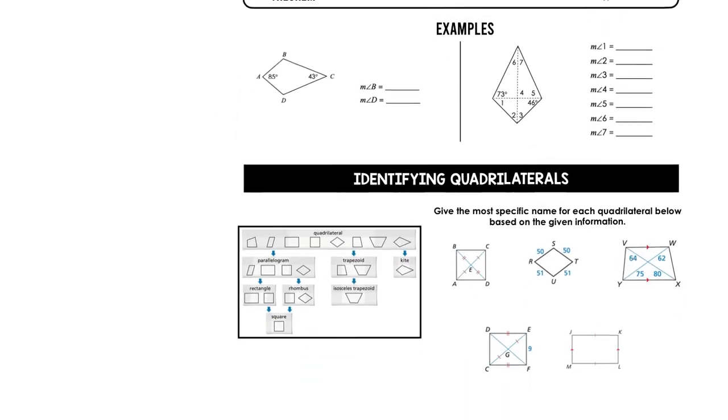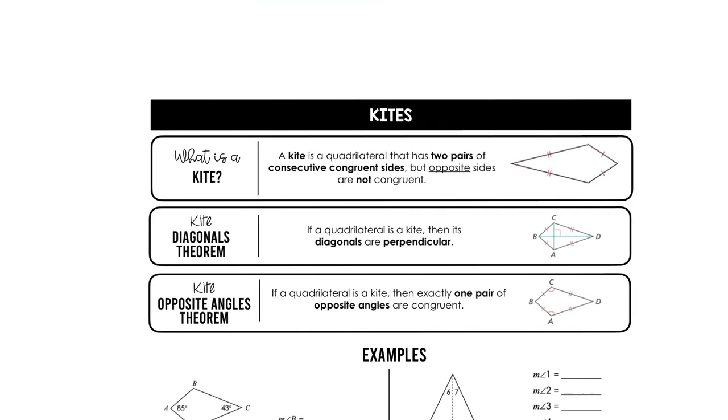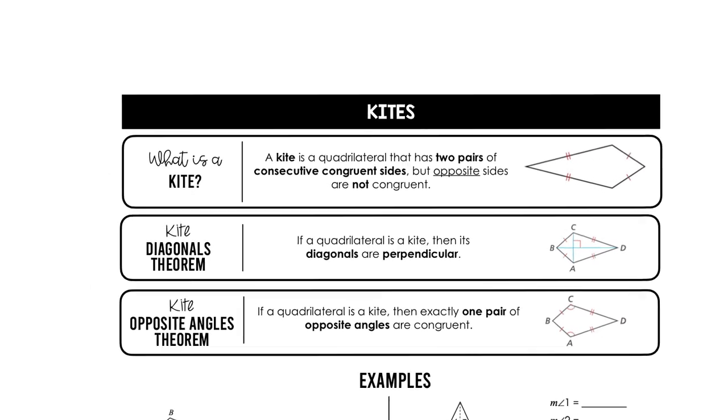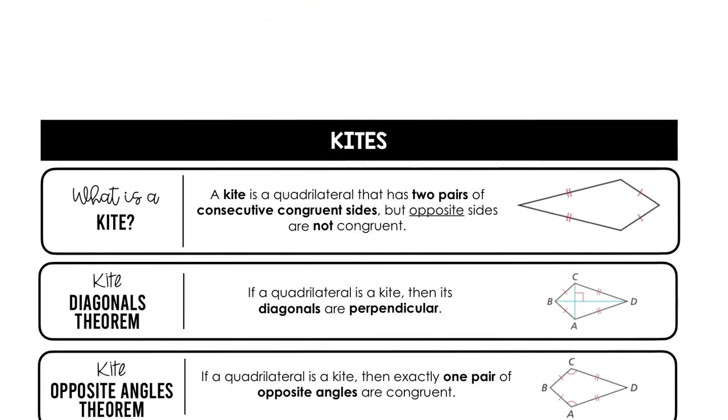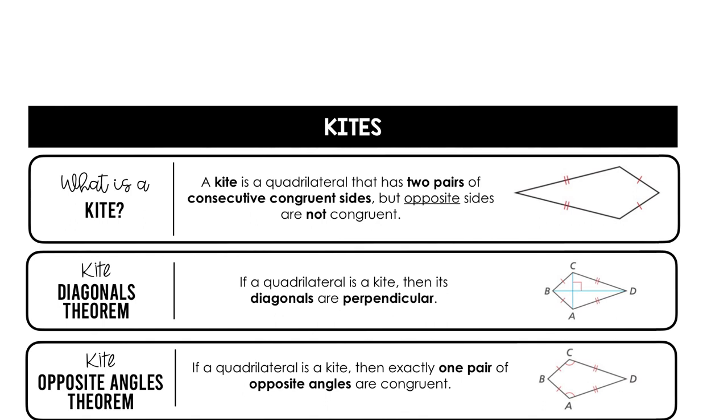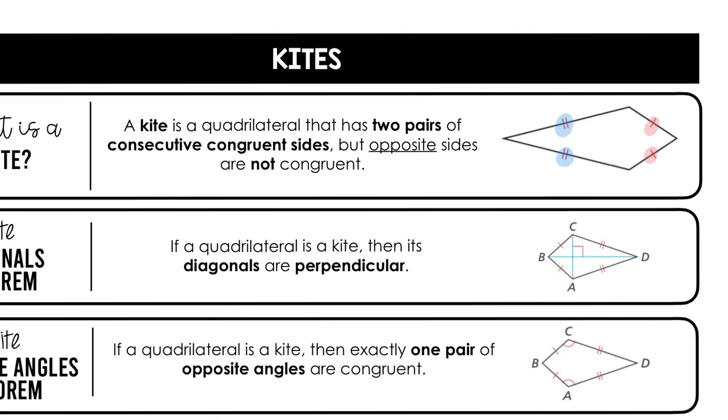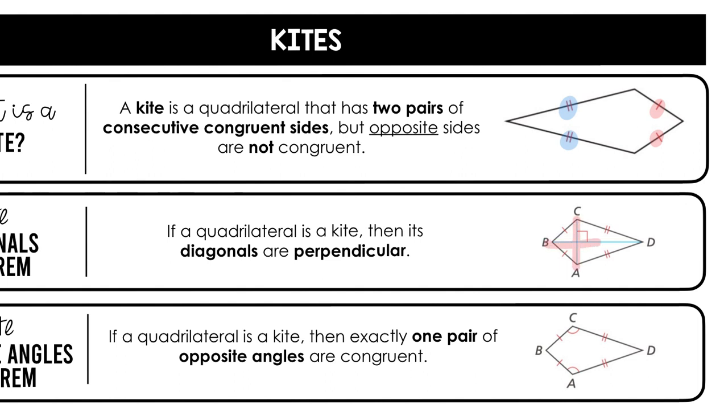And then the last thing here is kites and identifying quadrilaterals. In order to be a kite, it's a special kind of quadrilateral. It has 2 pairs of consecutive congruent sides, but opposite sides are not congruent. So we know that these are congruent, and then these are also congruent. So the opposite sides are not congruent. The kite diagonals theorem says if a quadrilateral is a kite, then its diagonals are perpendicular. So in every single kite, the diagonals are perpendicular.